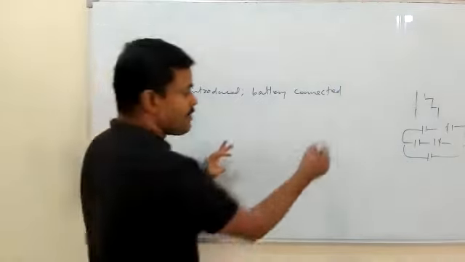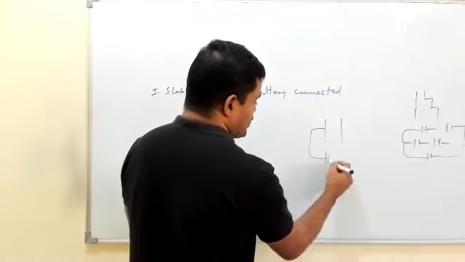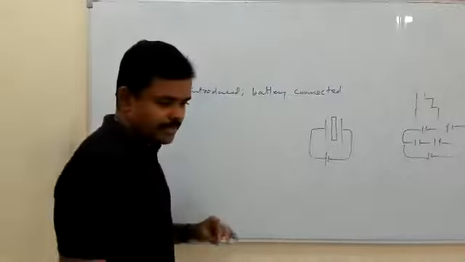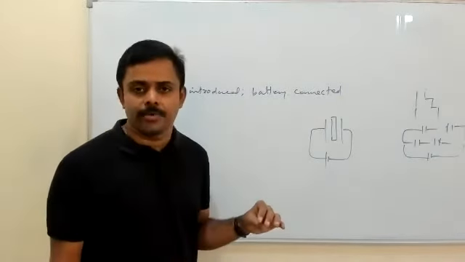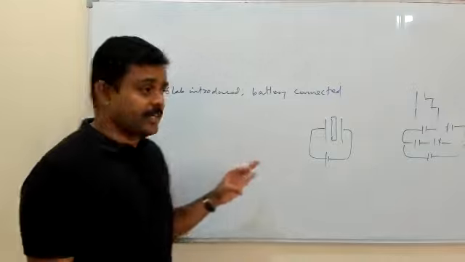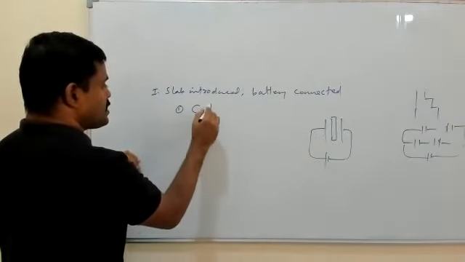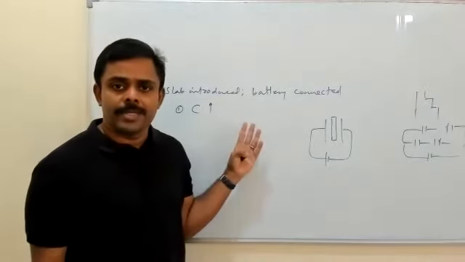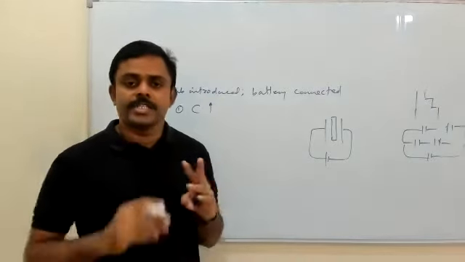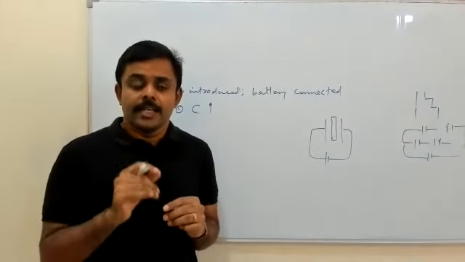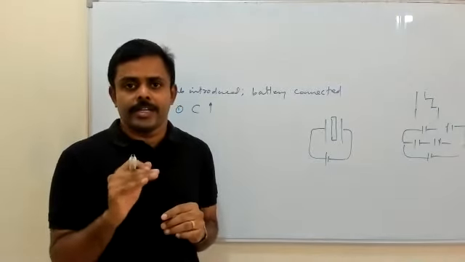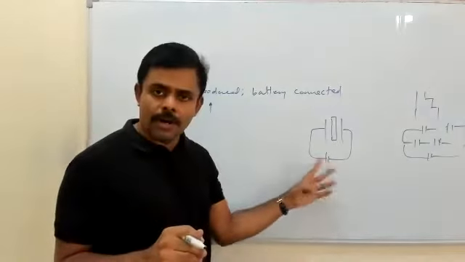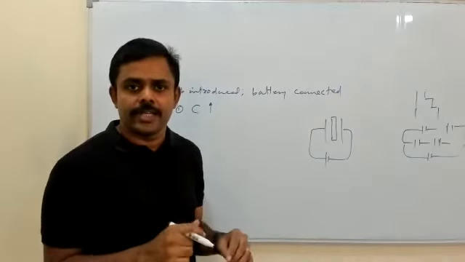Slab introduced: you have a capacitor connected to a battery, and you are introducing a slab inside. It doesn't matter whether it is a conducting slab or a dielectric slab. Whatever it is, capacitance increases. You just have to know 2 things. One is, if the battery is connected, voltage is constant. Potential difference is constant. The constant supply voltage is still there.